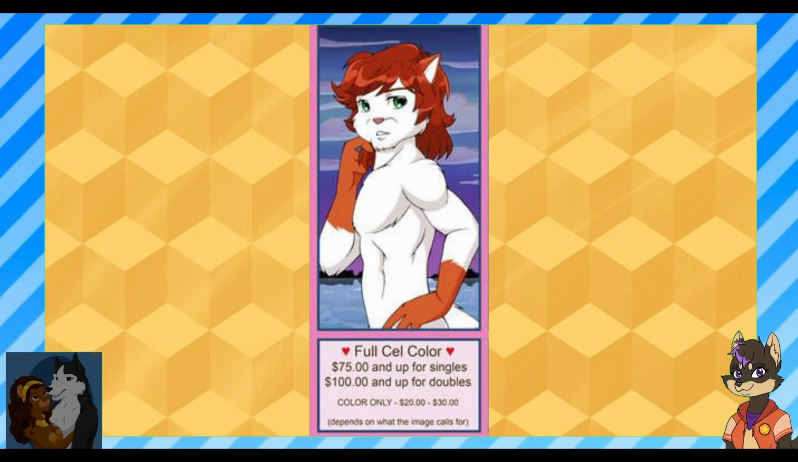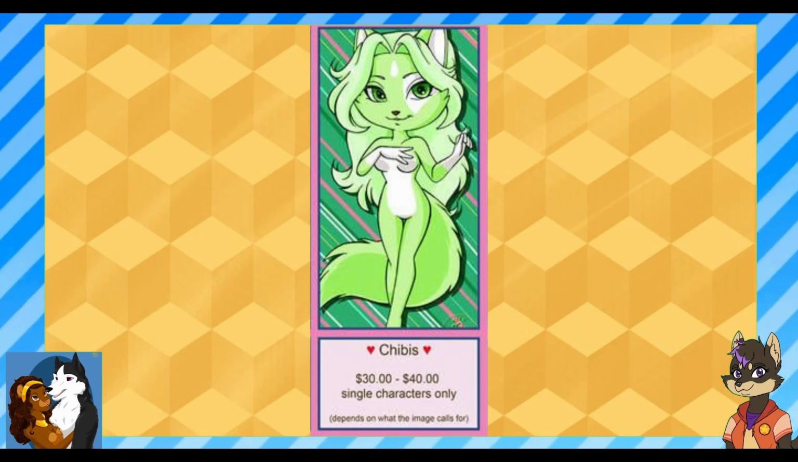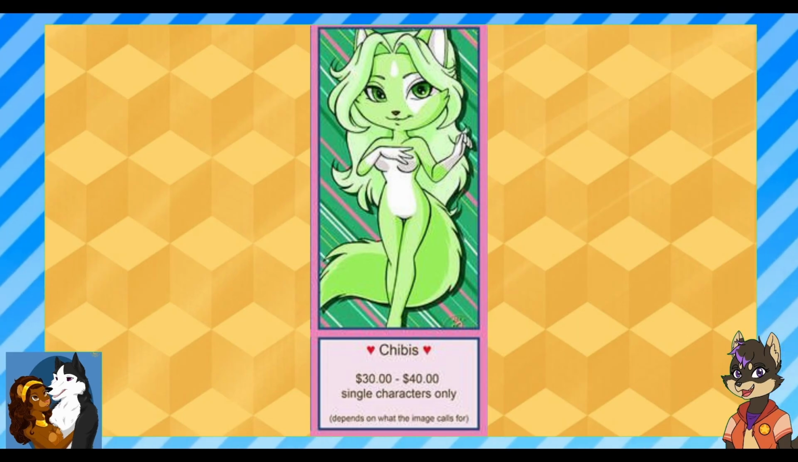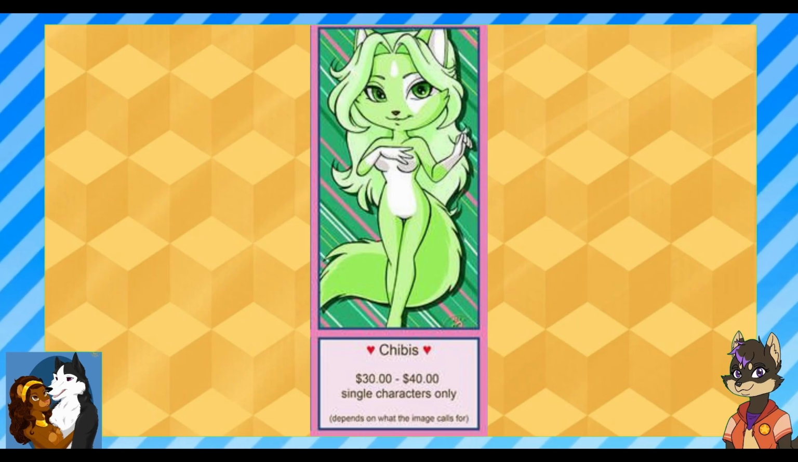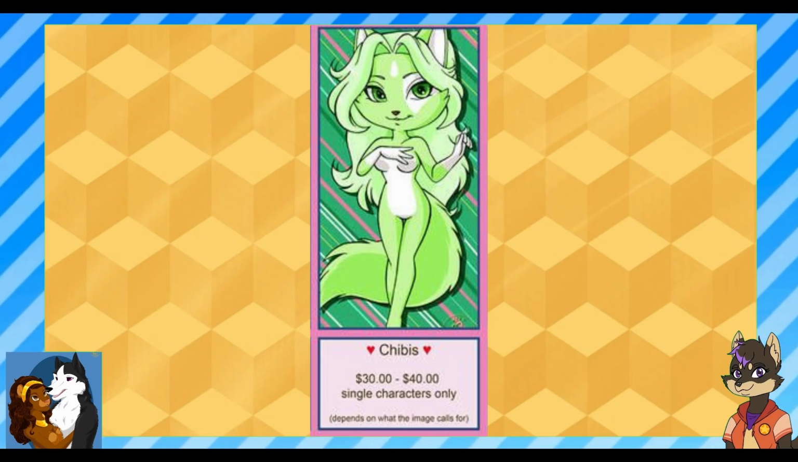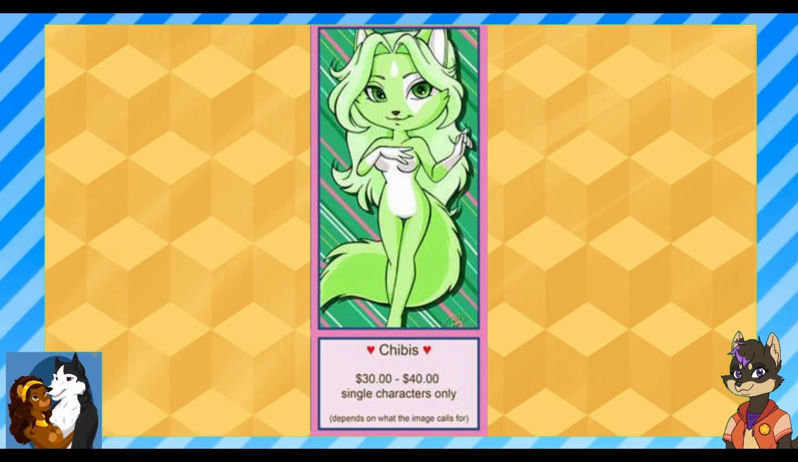Next, I have chibis, which I get pretty often. It's a really fun size. People like these, especially when you go to conventions and they put their own character in this style, because they make really good keychains. They'll say, oh, I'm going to make this into a bookmark or a keychain.